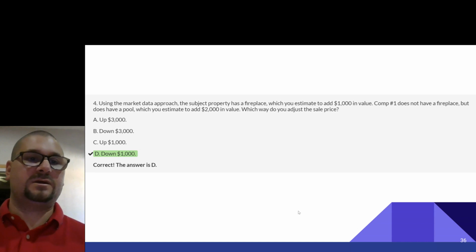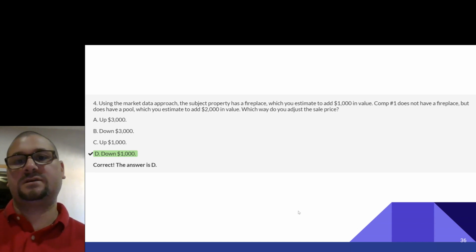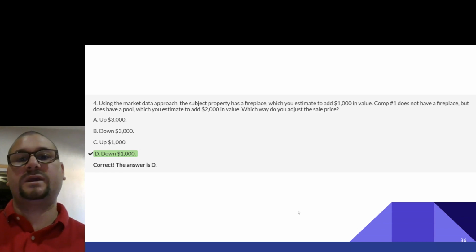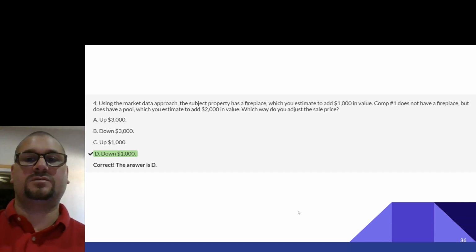Using the market data approach, the subject property has a fireplace, which you estimate to add $1,000 in value. Comp number one does not have a fireplace, but does have a pool, which you estimate to add $2,000 in value. Which way do you adjust the sale price?